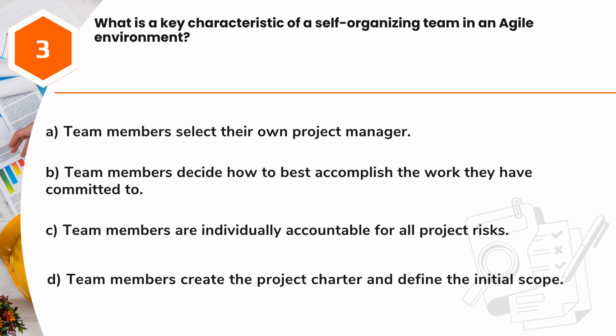Question 3. What is a key characteristic of a self-organizing team in an Agile environment? A. Team members select their own project manager. B. Team members decide how to best accomplish the work they have committed to. C. Team members are individually accountable for all project risks. D. Team members create the project charter and define the initial scope.